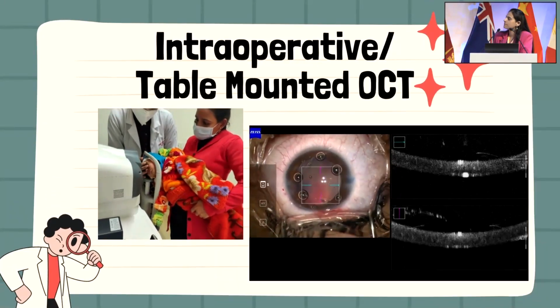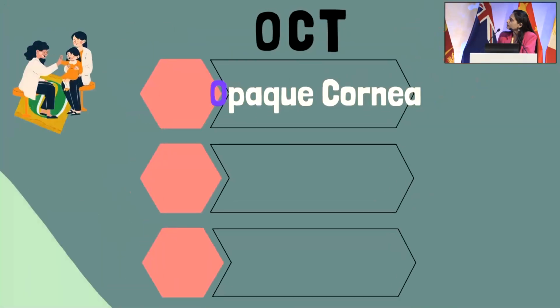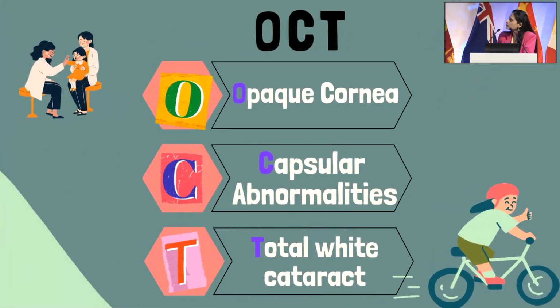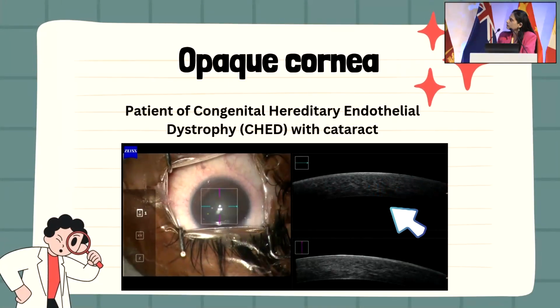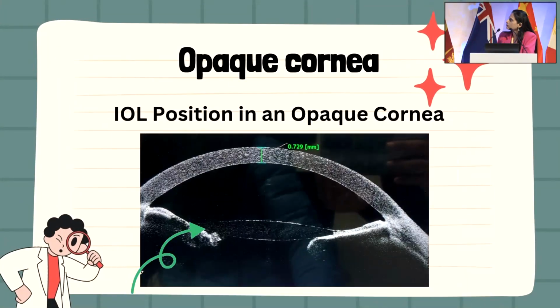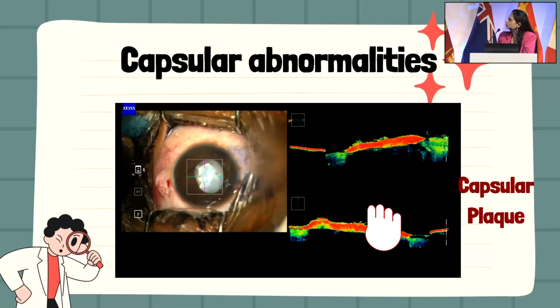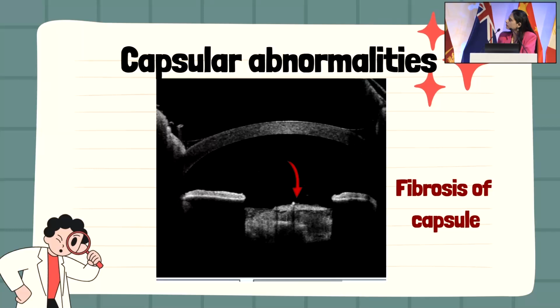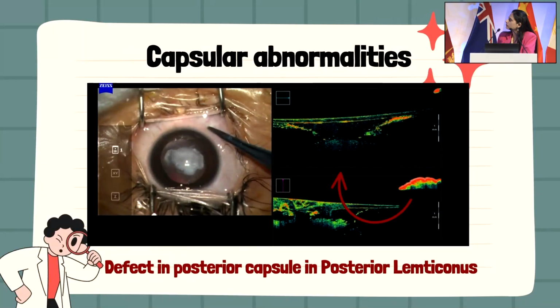ASOCT can be used as a table mount machine or the integrated intraoperative OCT. An easy way to remember the indications is by the word OCT. O is for opaque. When the cornea is opaque in the setting of a dystrophy or scarred due to trauma, OCT helps in diagnosis. C for capsular abnormalities like plaques, fibrosis, and defects in the posterior capsule. When seen on OCT, it makes us better prepared.